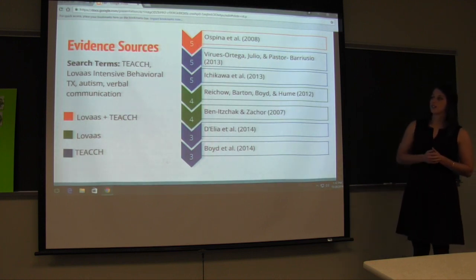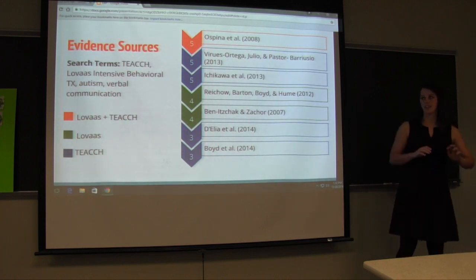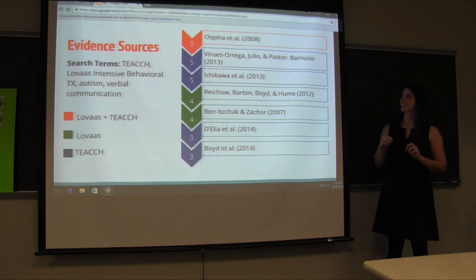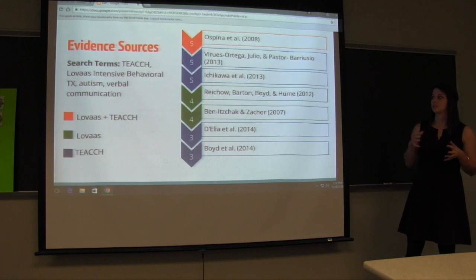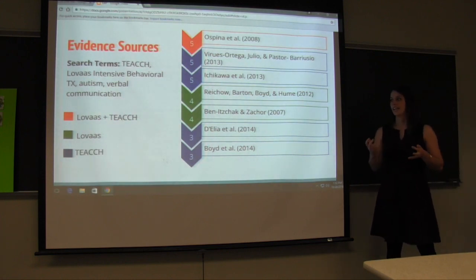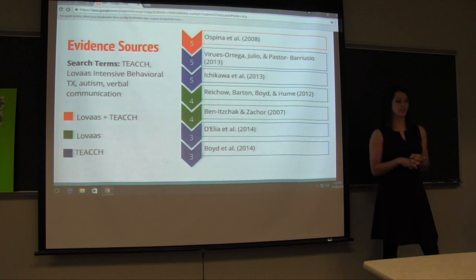So you see to the left of the study names the ratings which each of these studies received. The 5s received points for things such as having a study design that was a meta-analysis or a randomized control trial, as well as other elements such as reporting their statistics such as precision and effect size, and adequately describing their participants.